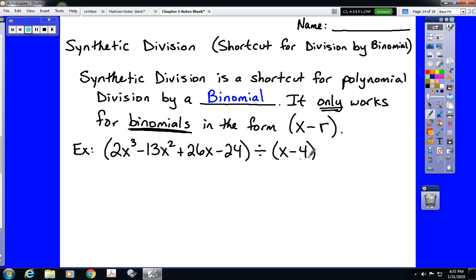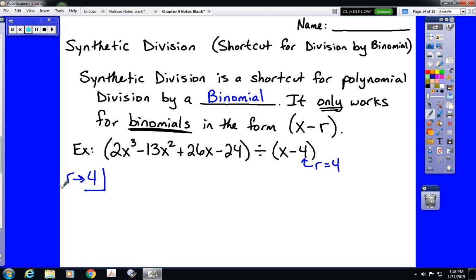Now our divisor is in the form x minus r. So if you look, since this is minus r, this would mean that r will always have the opposite sign of what's given in the problem. In this case, r would be positive 4. So the setup for this involves placing that r value in what I call the box. Okay, so r goes in the box.